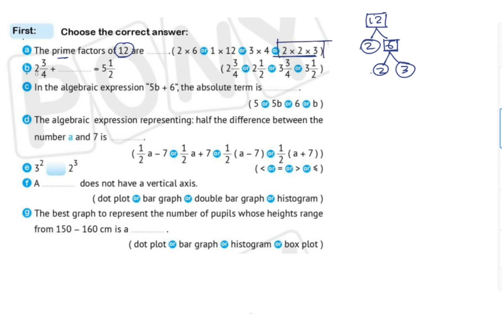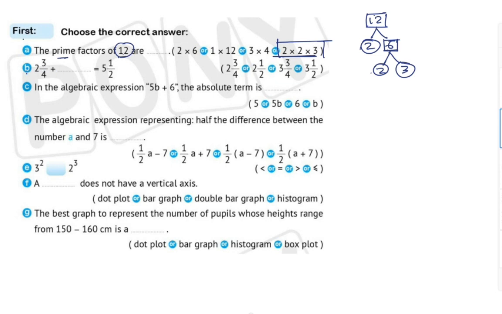Point B. 2 and 3/4 plus what equals 5 and a half? You can solve this problem in a simple way. 2 plus what equals 5? 2 plus 3. And 3 over 4 plus what equals half? Of course that's wrong, because 3 over 4 is greater than half.